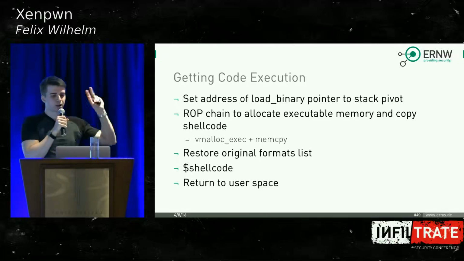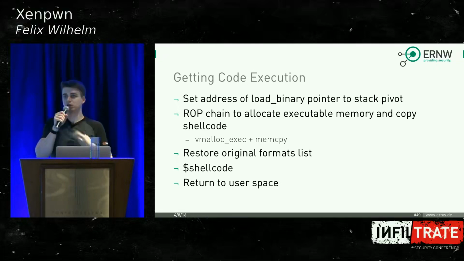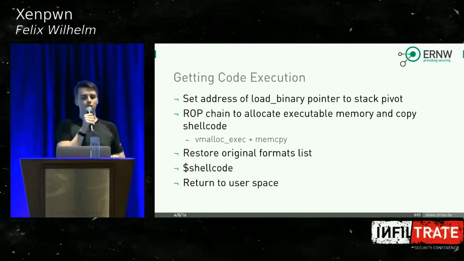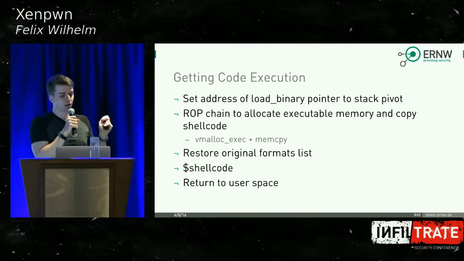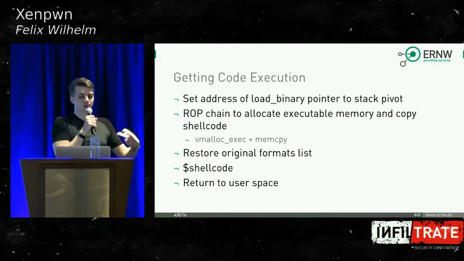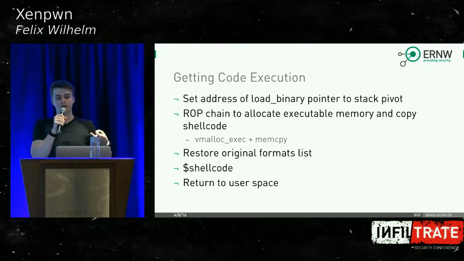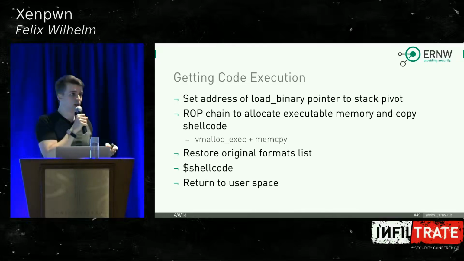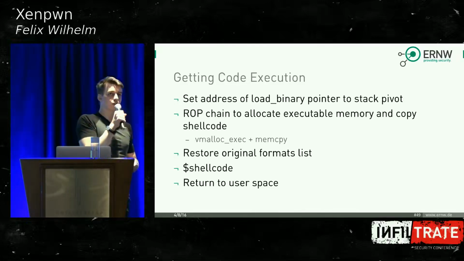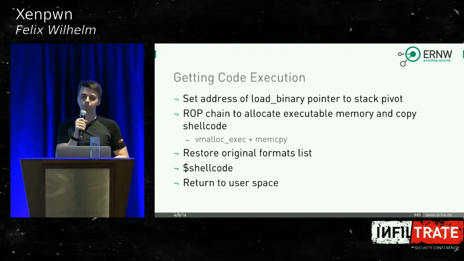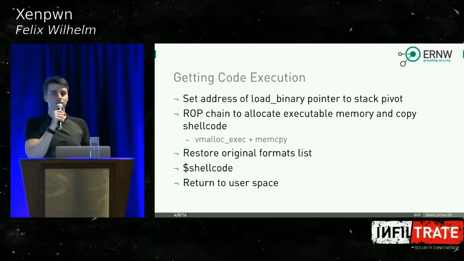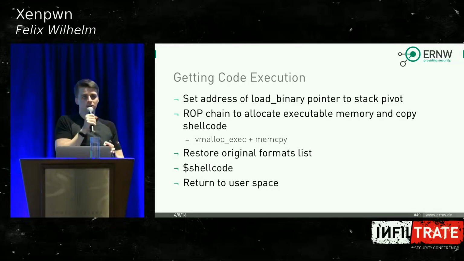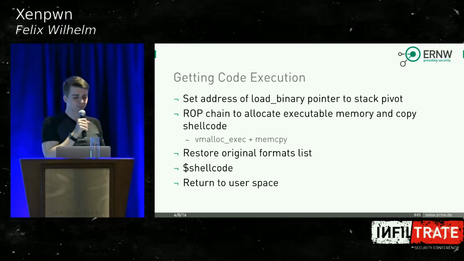We simply set the address of the load_binary pointer to a stack pivot, so we can jump into a ROP chain. And the ROP chain allocates executable memory in kernel context and copies the shellcode. So it just calls vm_alloc_exec and then a memcpy to copy our shellcode into this new location. It's actually quite a long ROP chain. If you ever did Linux kernel ROP, you have infinite gadgets, so it's quite easy to do.